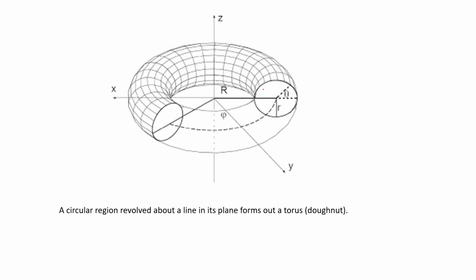Okay, so another example is a circle rotated about the y-axis. Notice that the circle is not in line with the z-axis. Rotating the area of the circle 360 degrees will create a donut. Notice that there's a hole in the middle, which of course will be the empty space at the center.